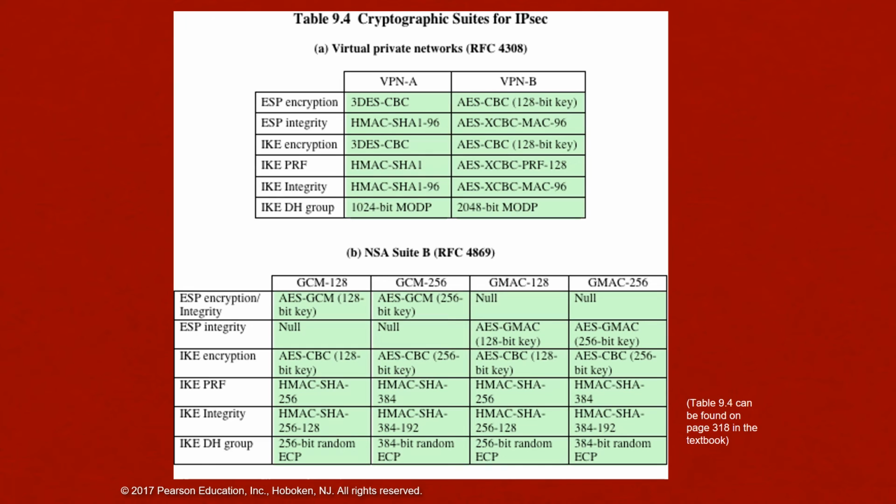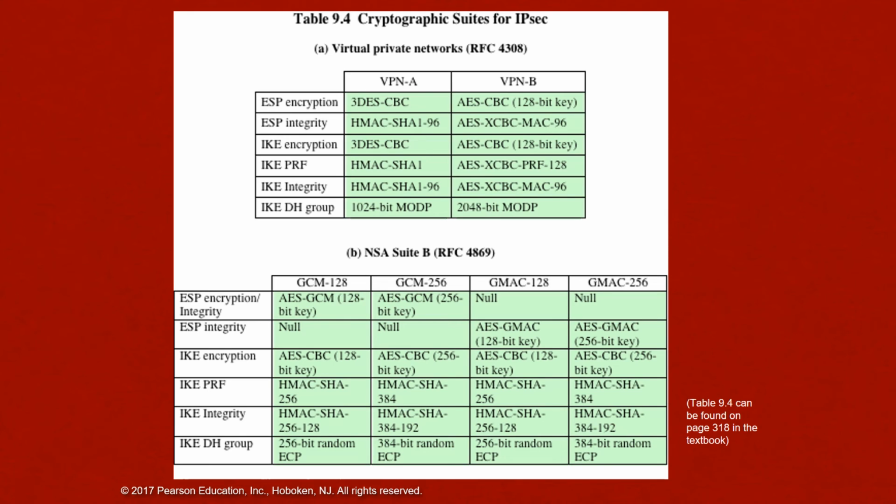Message authentication. For message authentication, VPN-A relies on HMAC with SHA-1, with the output truncated to 96 bits. VPN-B relies on a variant of CMAC with the output truncated to 96 bits. Pseudorandom function. IKE version 2 generates pseudorandom bits by repeated use of the MAC used for message authentication.